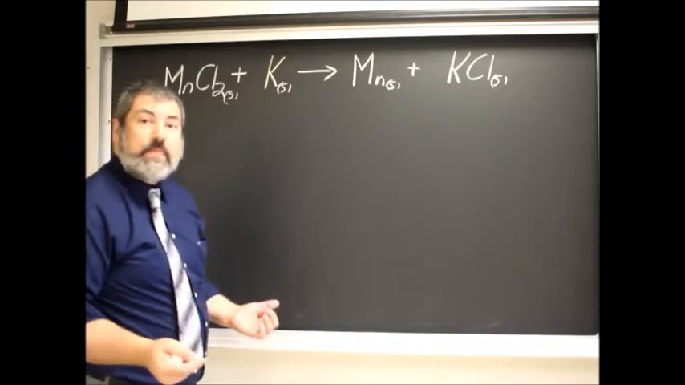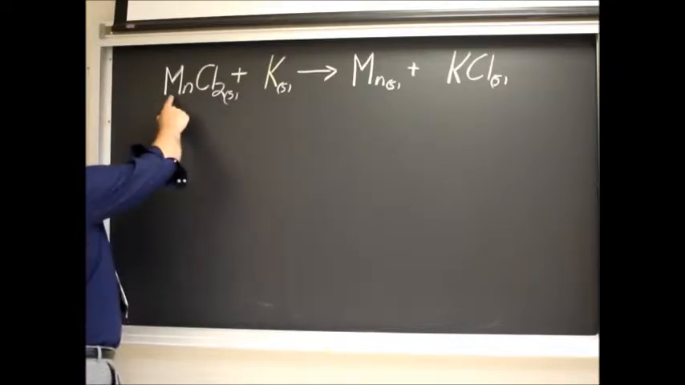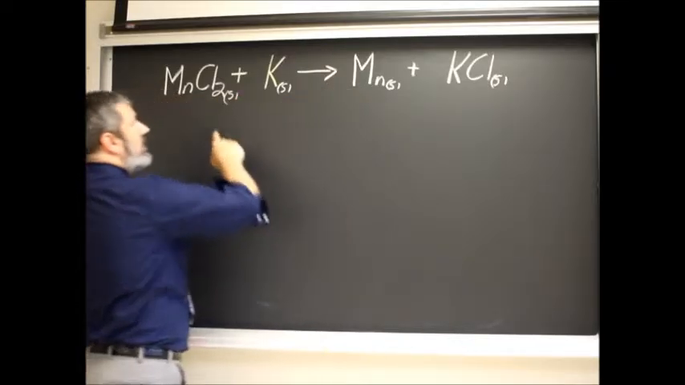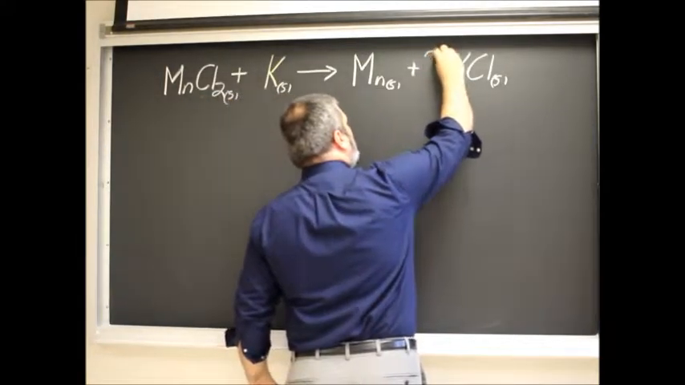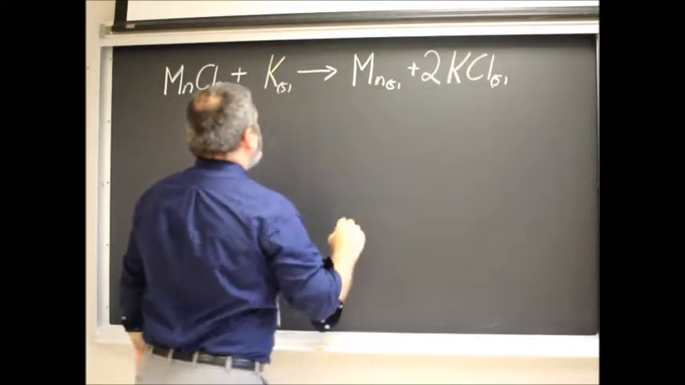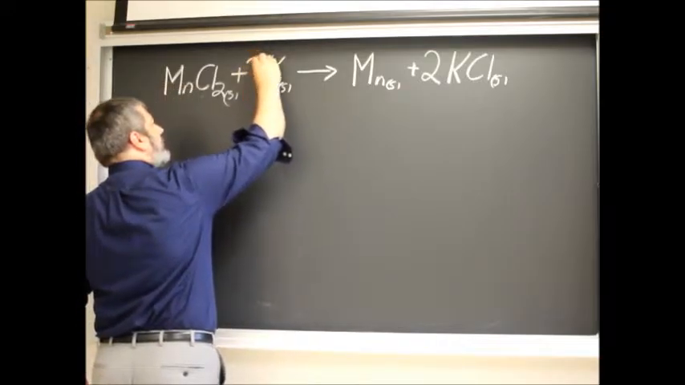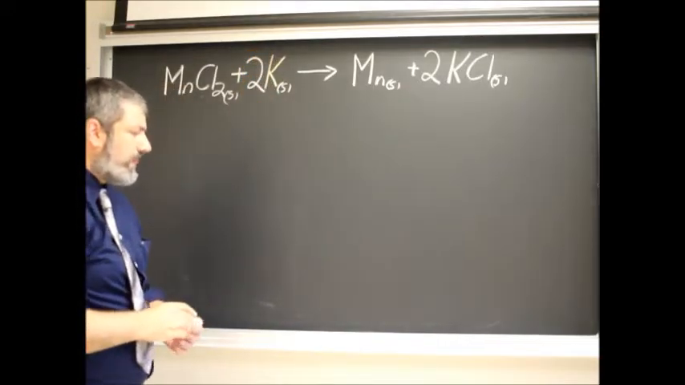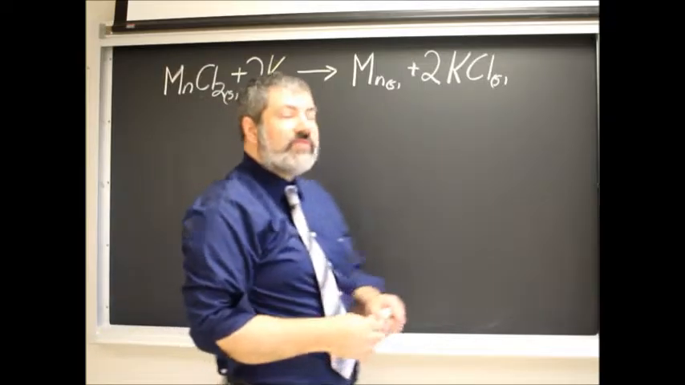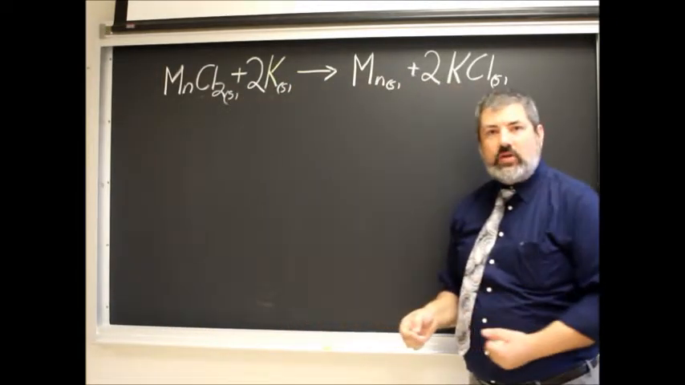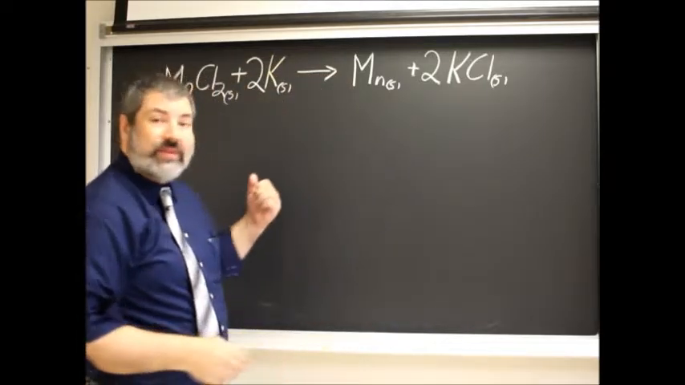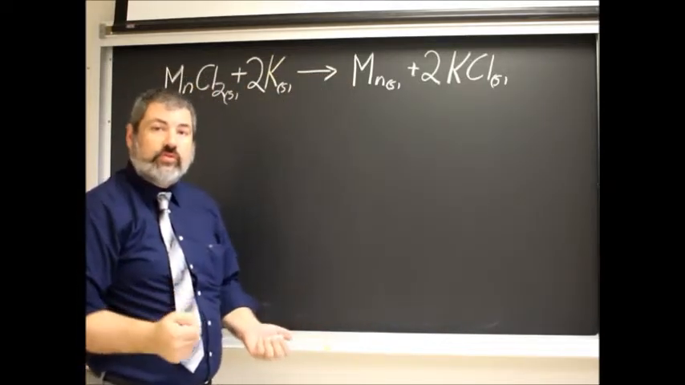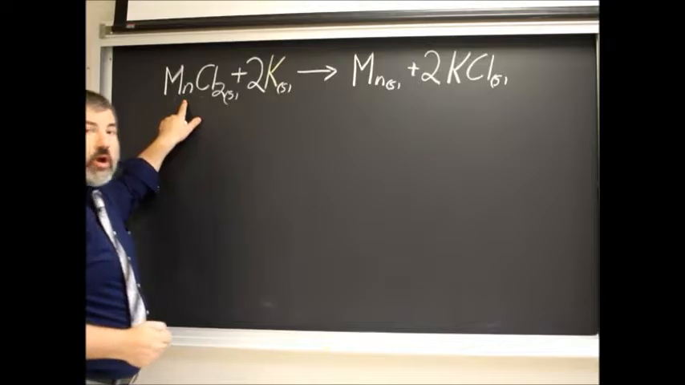First and foremost, we need to balance this equation. One manganese, 2 chlorides, 1 chloride, so we're going to have a 2 there, and now we need 2 potassiums. In terms of oxidation and reduction, what we need to identify is who is gaining electrons, who is losing electrons. So let's put the charges in.